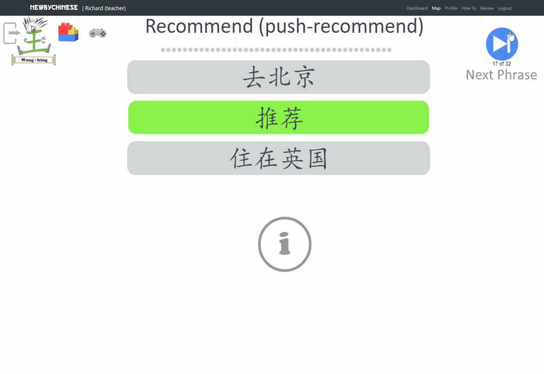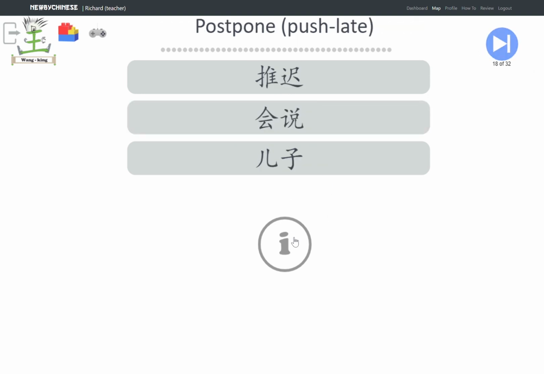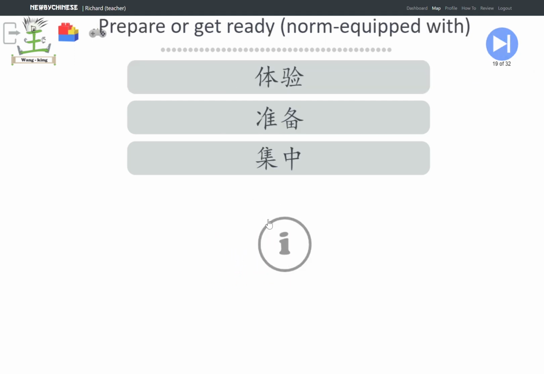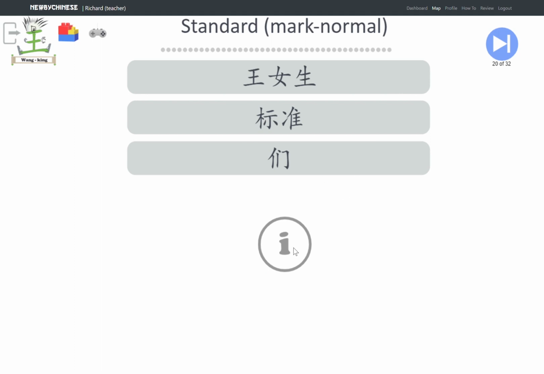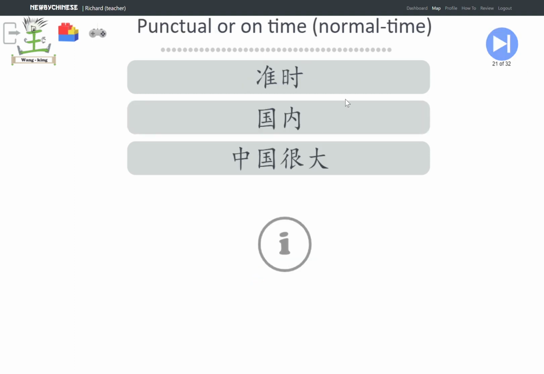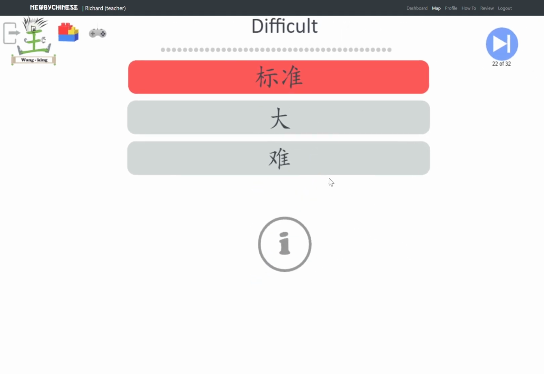Okay, real world context. 推荐. Postpone. 推迟. Push. Don't. Cool. Prepare. Get ready. Standard, normal, or allowable. I'm allowed. Is this normal? So now they're seeing real world context where it doesn't fully mean its original emoji state, but it's like norm equipped with the norm essentially. Normal, 准备. So now these are the subtleties of the language. Standard, mark, normal. Cool. That makes standard, normal, makes a weird kind of sense. Punctual or on time, normal time. Got it. Standard, normal, and what they do from this is difficult.